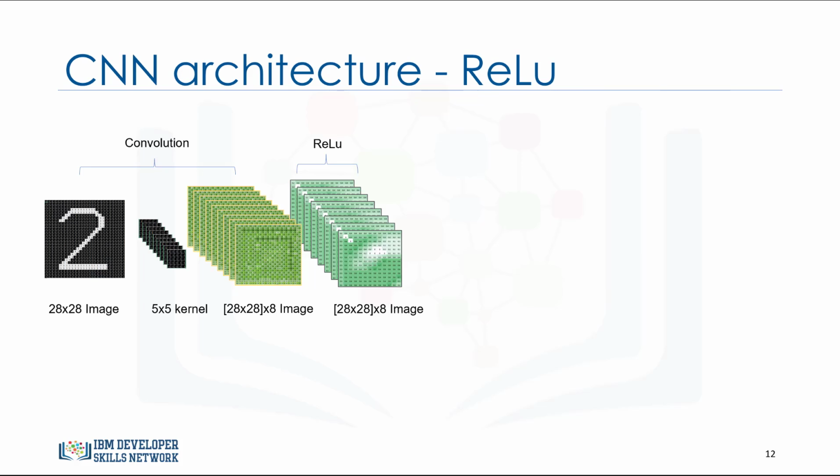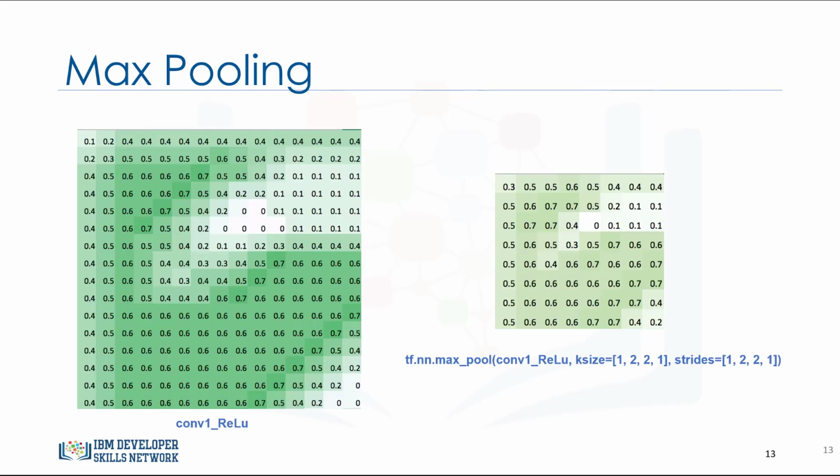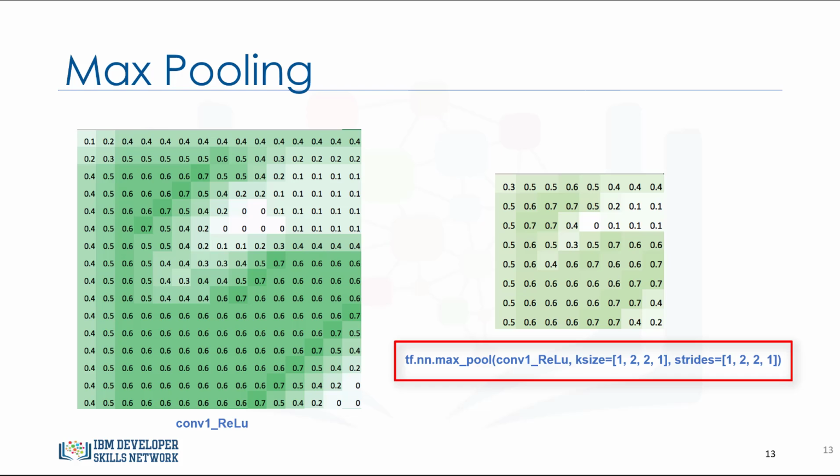Now we have gone one step further. In this step, we have to downsample the output images from the ReLU function to reduce the dimensionality of the activated neurons. So, we use another layer, which is called max pooling. Max pooling is an operation that finds the maximum values and simplifies the inputs.